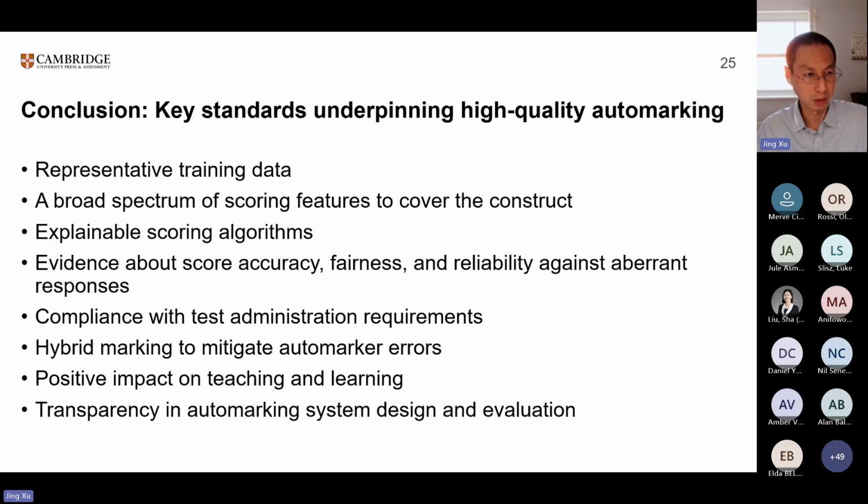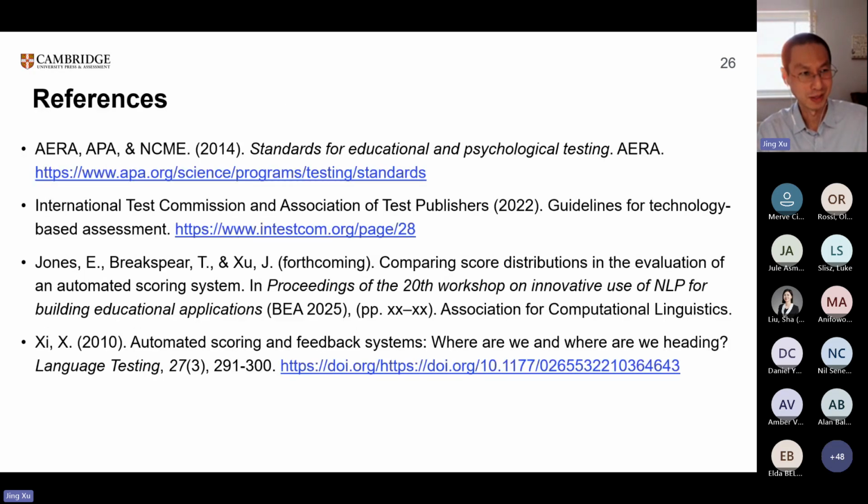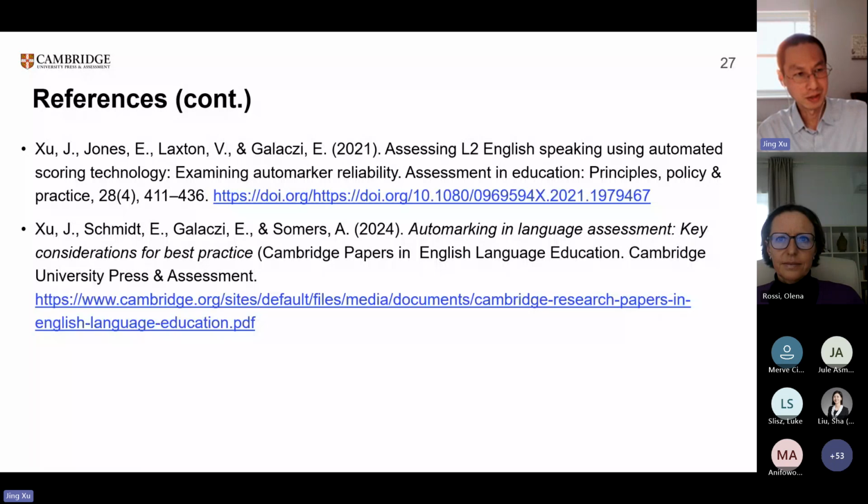We know the limitations of automarking, and the impact on learning and teaching should be positive. Transparency is important for stakeholders to understand how the automarker works and to decide whether the automarked language test is appropriate for particular testing purposes. So these are all the guidelines that we suggest users or developers of automarking systems follow. Please see the details in our white papers. And here are the references. The last paper here is the white paper. You can Google the presentation topic, and it will pop up in the top results.